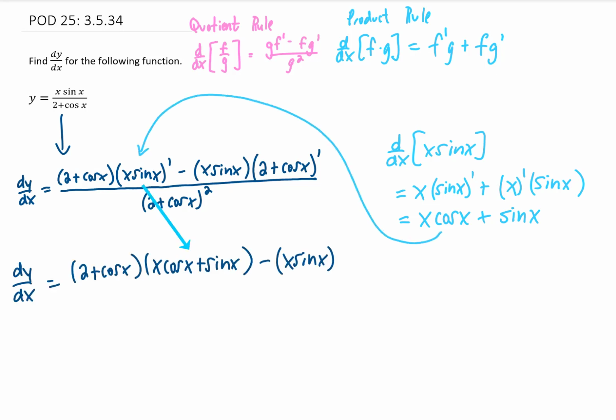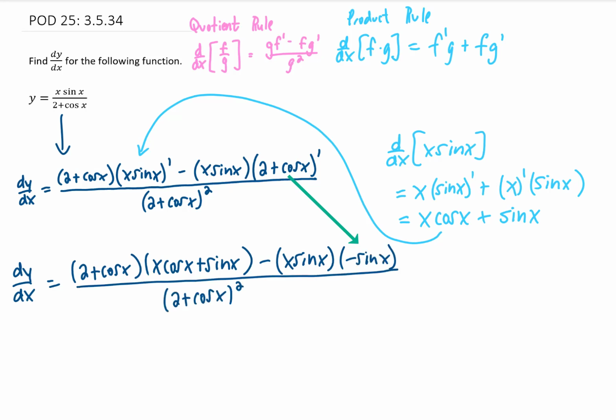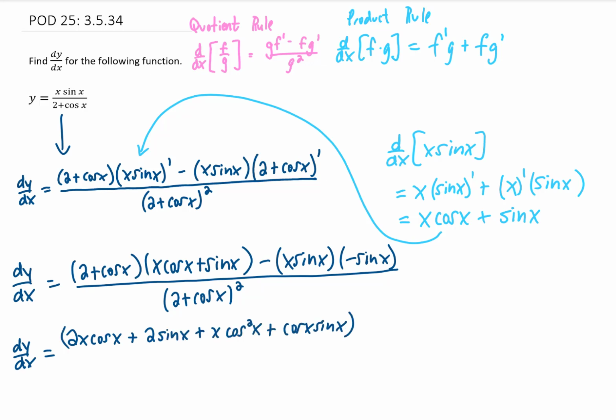And back in this original problem, notice that we also need to take the derivative of 2 plus cosine of x. Well, the derivative of 2 is 0, so that goes away. The derivative of cosine x is negative sine of x. Now, hopefully something will simplify here if we keep going with this algebra. Let's FOIL out these two binomials. And I'll leave the denominator exactly how it is for now.